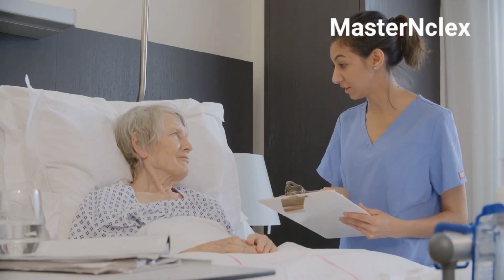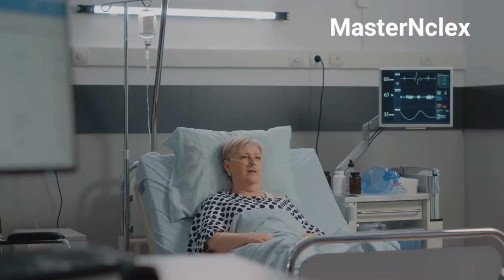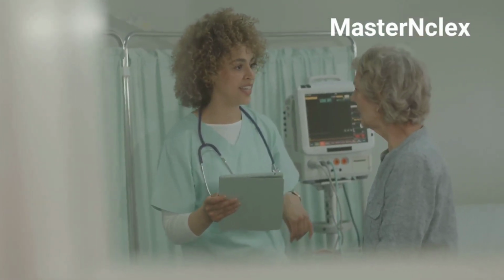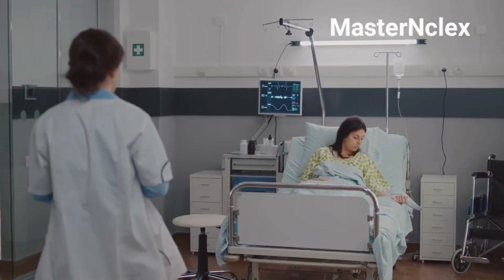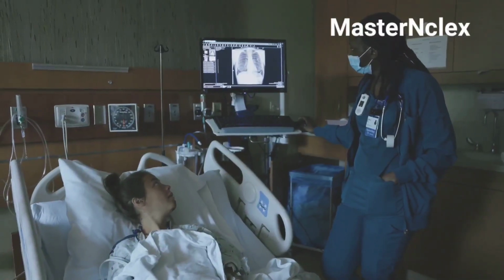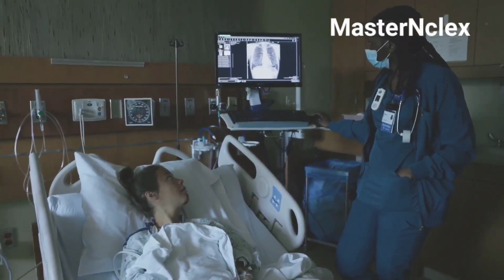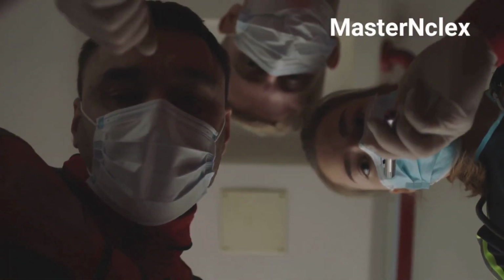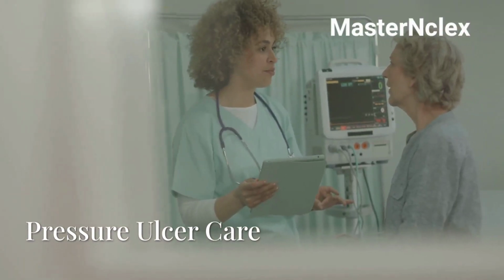A nurse is caring for a patient with a history of alcohol use disorder who is experiencing withdrawal symptoms. Which symptom is most concerning? A. Tremors. B. Sweating. C. Seizures. D. Anxiety. Answer: C. Seizures. Rationale: seizures can be life-threatening and require immediate intervention in the context of alcohol withdrawal.